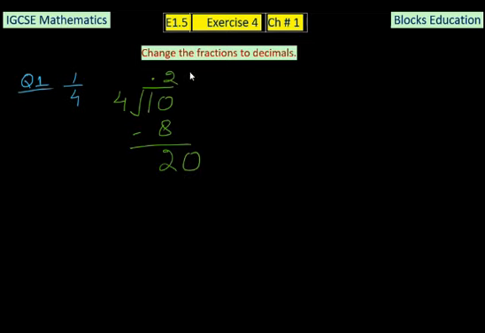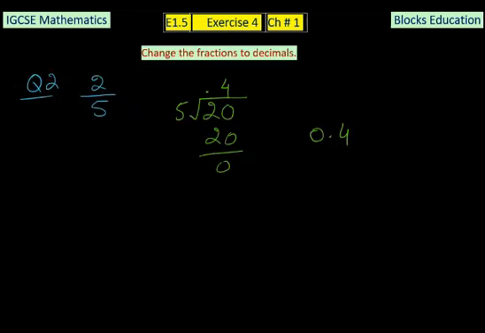So 4 fives are 20, right? 4 fives are 20, and we have a 0 remainder. It means it has divided completely. So the answer is 0.25, right? And this is the decimal representation of this fraction 1 over 4.